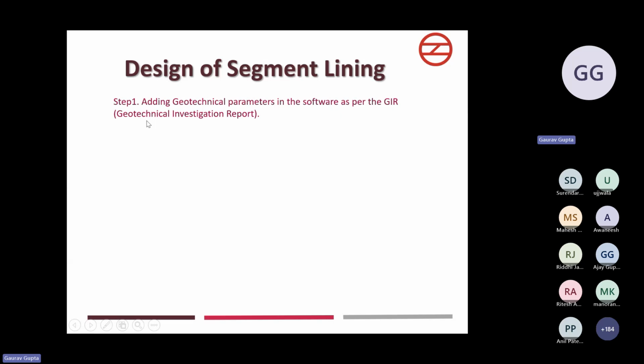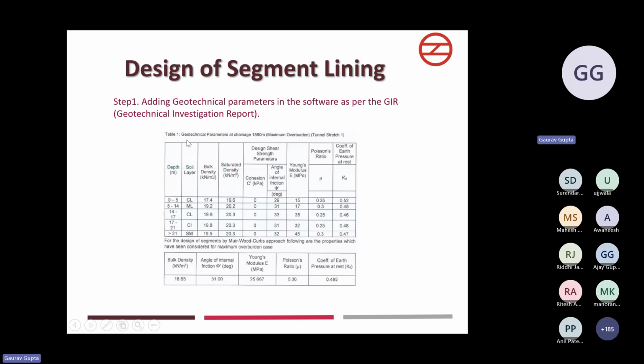step one is adding geotechnical parameters in the software as per the GIR, geotechnical investigation report. Like in this example, in the GIR, it is defined that from 0 to 5 meters, the parameters of the soil are so and so, and then in 5 to 14 meters, similarly up to 21 meters, we have mentioned the parameters for the soil, which have to be input into the software.